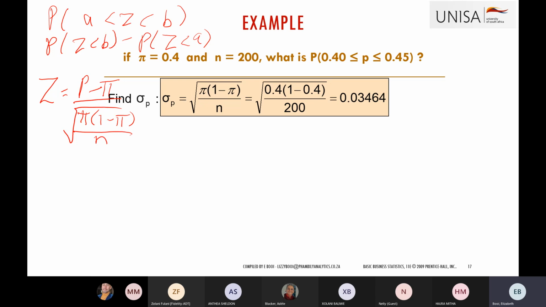First, I'm going to calculate the value underneath the square root in the denominator. Calculating the standard error, I'm given the pi of 0.4 and my n of 200, so I can just substitute, calculate, and find that it is 0.03464. Okay, now I can use that value.